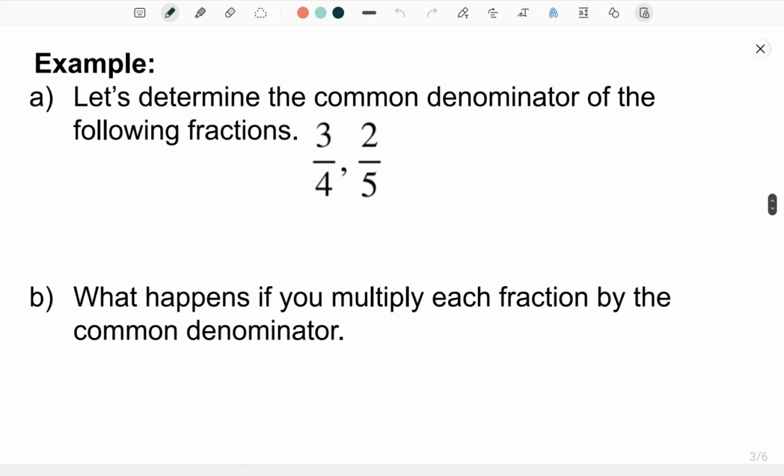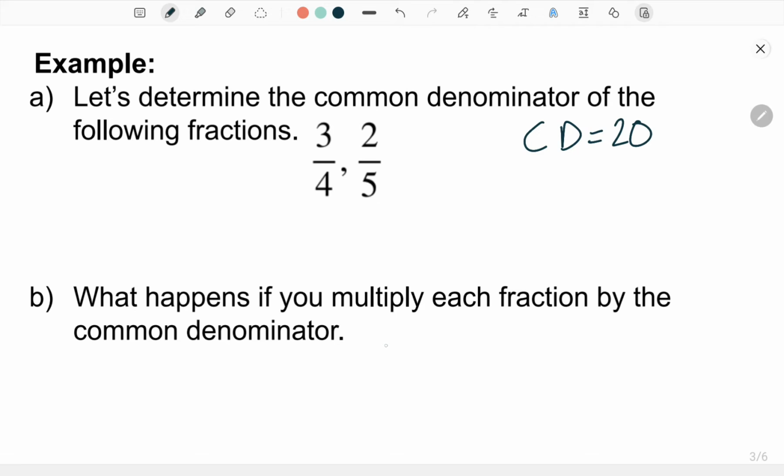So let's determine the common denominator of the following fractions. So we have 3 over 4 and 2 over 5. So what do we need to do? Well, remember, one way to get a common denominator is if you just take the two numbers, you could just multiply them together, and you can get a common denominator equal to 20. So CD for common denominator. And that's from 4 times 5. There are other ways as well, but that will work for our purposes.